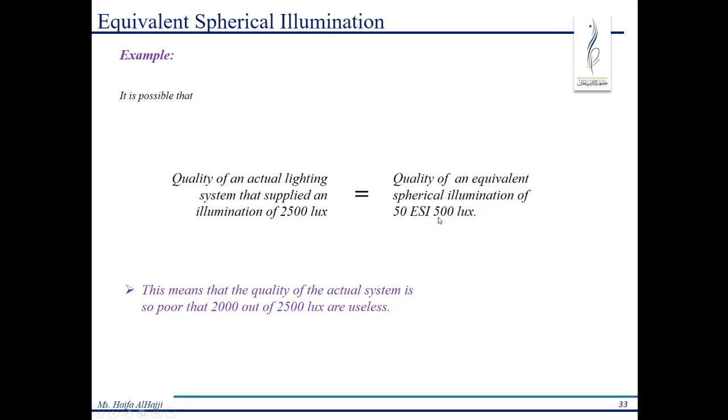Now what does that mean? That means that maybe 2000 lux are wasted by reflections or glare issues. That's why they are of no use. The only illumination being used is this portion, the 500. So if we have a light source giving me an exact, clear, no-reflection 500 lux, it is going to achieve the same quality as this 2500 lux, but with a wasted 2000 lux of reflections.